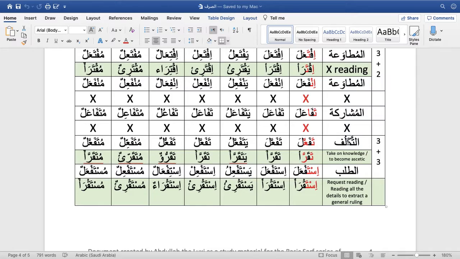So what meaning are we dealing with here? Are we dealing with reading? Are we dealing with menses? Or are we dealing with asceticism? Well, the meanings that you will find in a dictionary relate to taqarra'a, taking on knowledge. In other words, you're reading knowledge in order to take it in. Or taqarra'a, to become ascetic: take upon yourself the burden or the hardship of asceticism for spiritual purposes along your way.